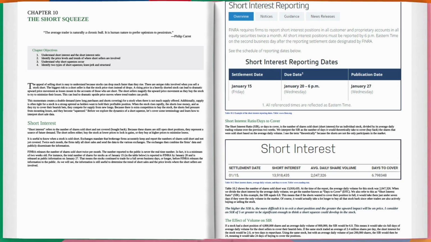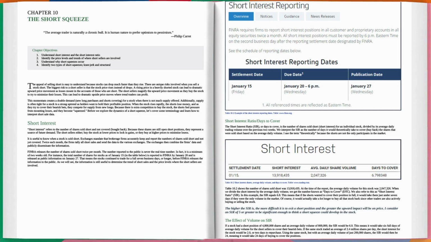Of course, it would actually take a lot longer to buy all that stock back since other traders are also actively buying or selling the stock. The higher the SIR is, the more difficult it is to exit a short position and the greater the upward impact will be on price. I consider an SIR of 5 or greater to be significant enough to think a short squeeze could develop in the stock. The effect of volume on SIR. If a stock had a short position of 4,800,000 shares and an average daily volume of 800,000, the SIR would be 6.0.